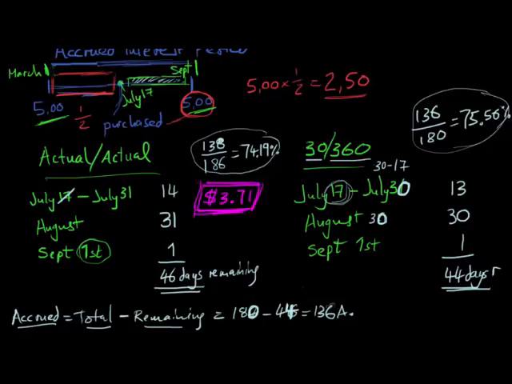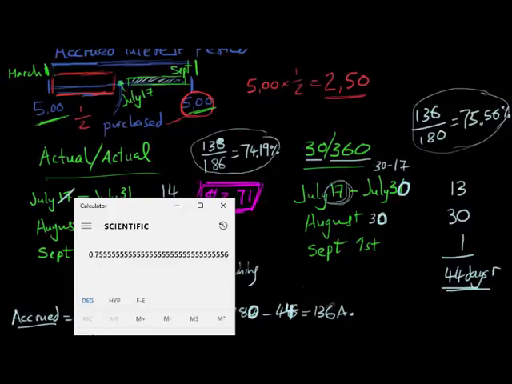Now if we multiply that proportion accrued by the $5 coupon, we find the accrued amount in dollars. So the accrued amount in dollars is $3.78.